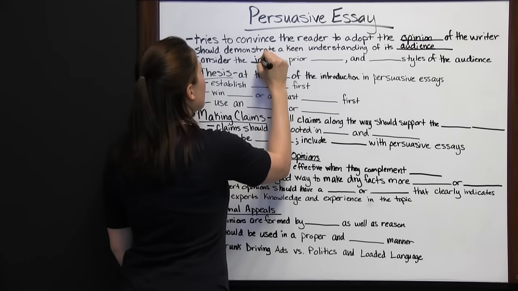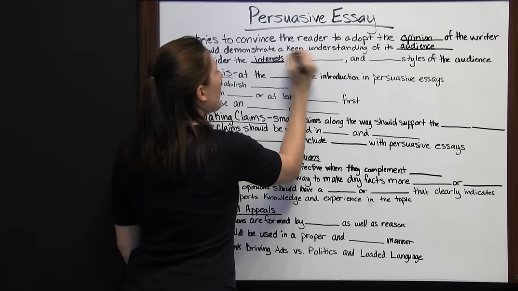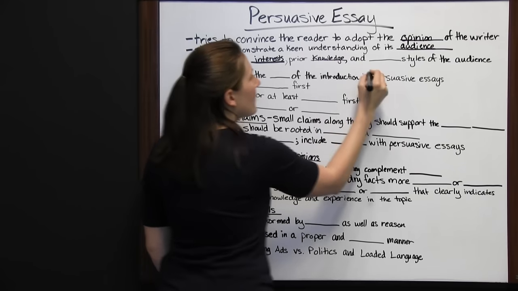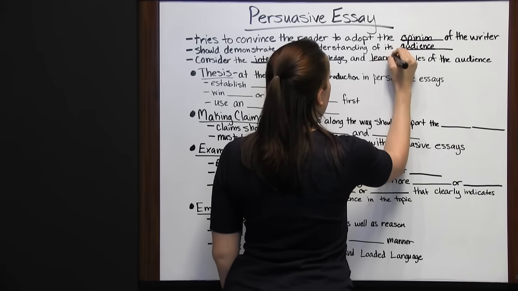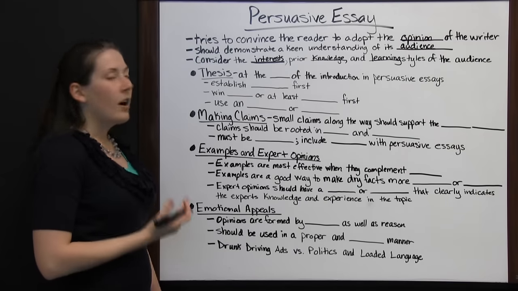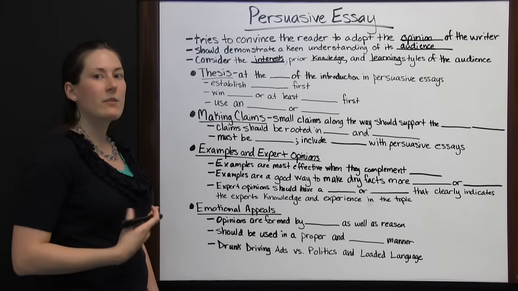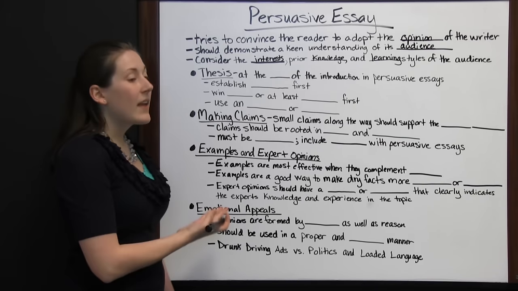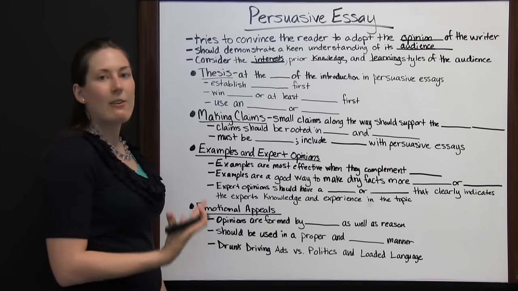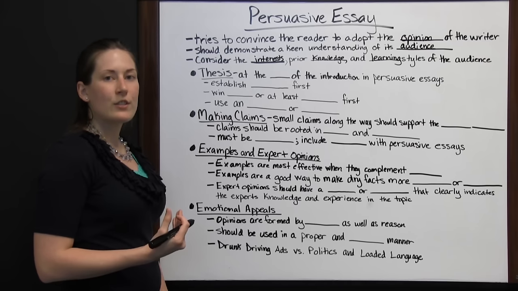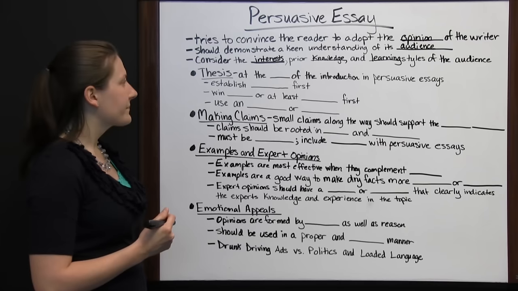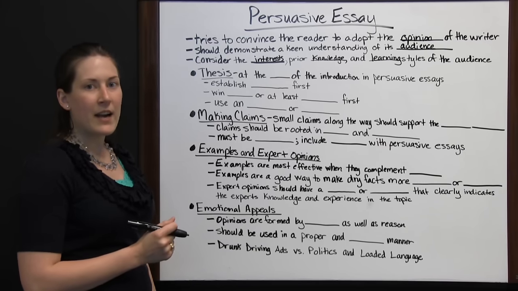Consider the interests, prior knowledge, and learning styles of the audience. So think about who you're writing to. Are they going to be interested in this topic to start with, or are you going to have to get them interested? Are they going to have any prior knowledge about this, or is this the first time they're going to be reading about it? How do they learn? What's the best way that you could support your thesis so that they would eventually adopt your opinion? These are all things to think about when you're writing.